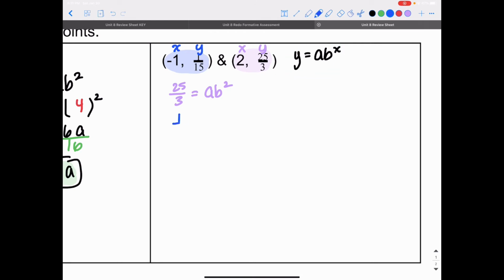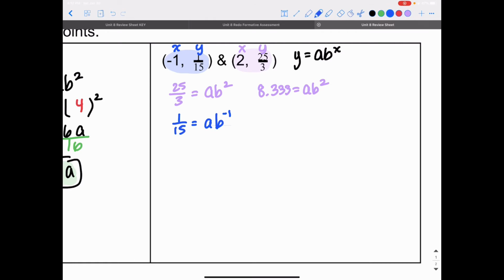And I get 1 over 15 is equal to a times b to the negative first power. I'm going to divide these two equations. And here's something that you can do if you don't like to deal with the fractions. You could convert them into decimals. If you prefer, I'm going to do alongside this, you could do 8.3 repeating is equal to a times b to the second power.